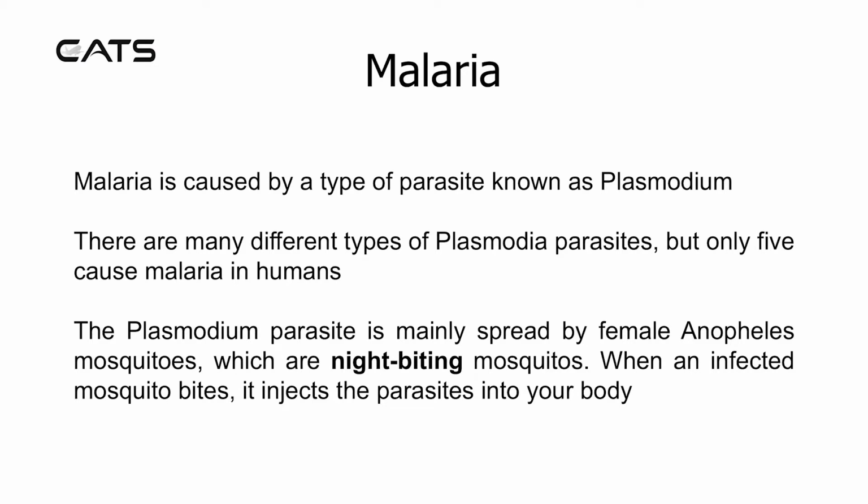Malaria is caused by a type of parasite known as Plasmodium. There are many different types of Plasmodium parasites, but only 5 cause malaria in humans. The Plasmodium parasite is mainly spread by female Anopheles mosquitoes, which are night-biting mosquitoes. When an infected mosquito bites, it injects the parasites into your body.